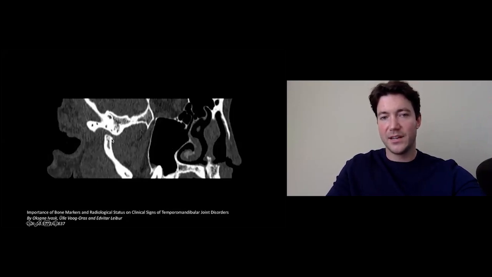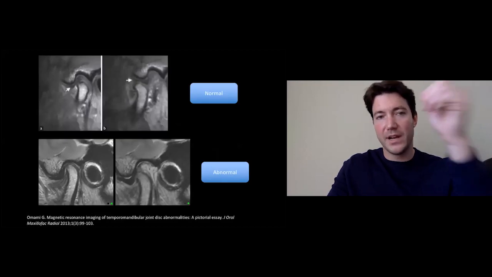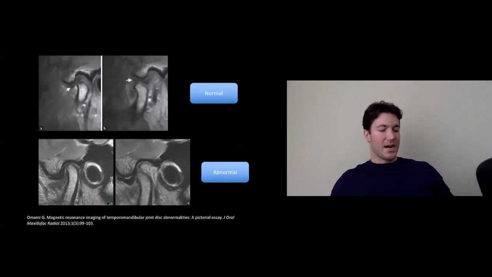And again, you can see an osteophyte. You can see abnormal contour to the condylar head. And this would be in the open mouth position. So yeah, a lot of information there. Here we progress to an MRI.